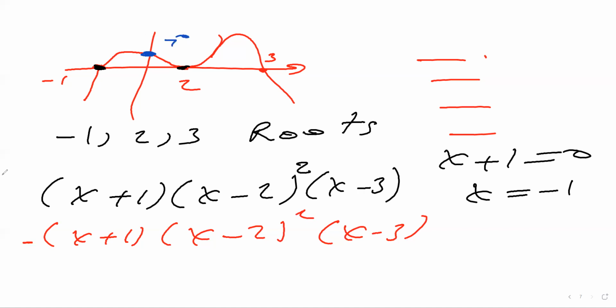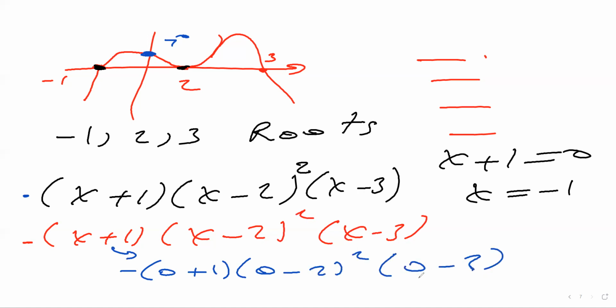Now I check which of the following, this one or this one, gives us a positive number when x equals 0. If I substitute 0 instead of x, I get 0 plus 1, times 0 minus 2 squared, times 0 minus 3. That is 1 times 4 times minus 3. It will be minus 12. Wait, check the other: minus times minus, which is 12, so the answer is positive. That's why this one is wrong and this one is acceptable.